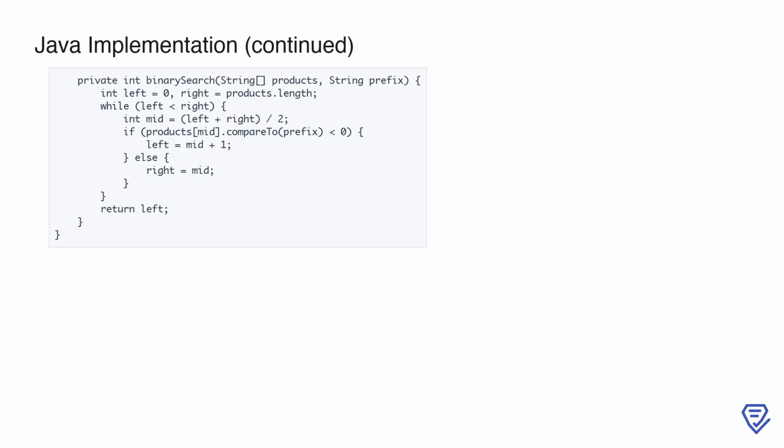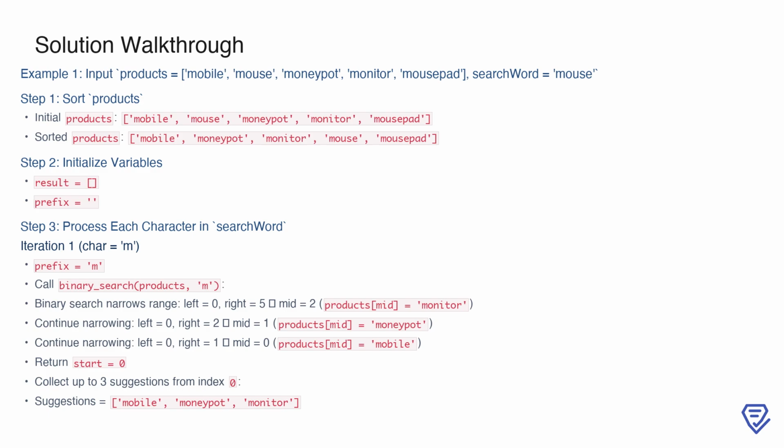Once the loop terminates, the left pointer represents the smallest index where products starting with the given prefix could be found. This index is then returned to the main method, enabling it to gather matching products efficiently. To solve this problem, we begin with the input products array and the search word. The first step is to sort the products array alphabetically. Initially, the products are mobile, mouse, moneypot, monitor, mousepad. After sorting, they become mobile, moneypot, monitor, mouse, mousepad. This sorting ensures that suggestions will always be returned in lexicographical order.